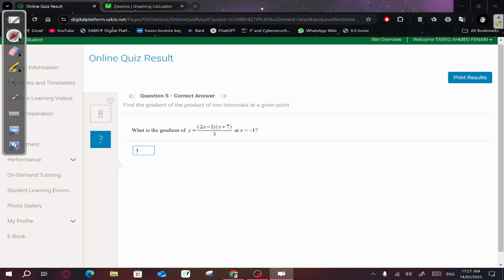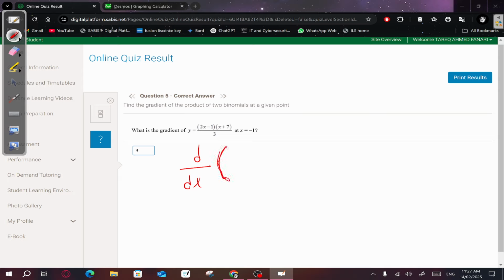But let's explain it. D by dx, I'm not going to go into it because it's very self-explanatory and it's much easier than the quotient rule. U times v is going to be equal to v u prime plus u v prime. That's pretty much easy.